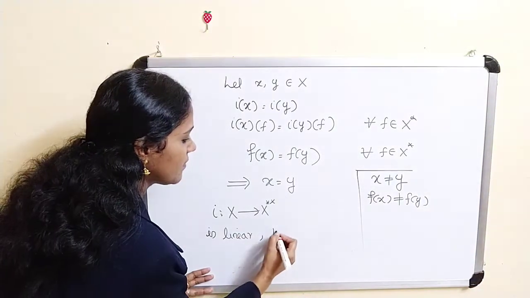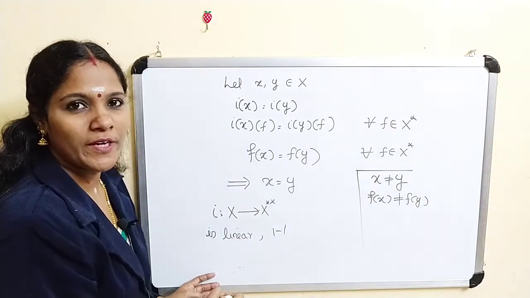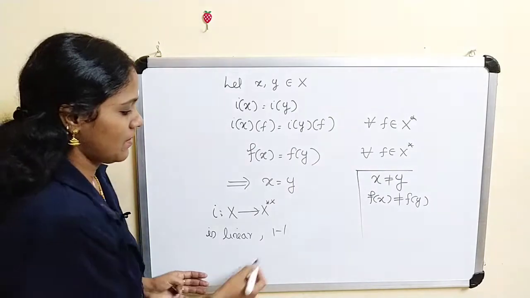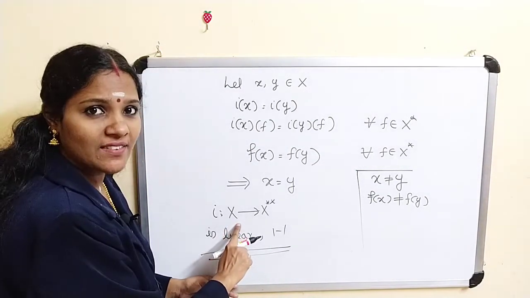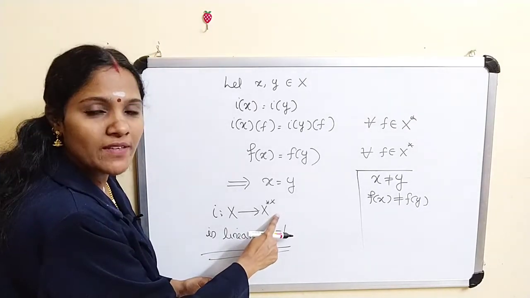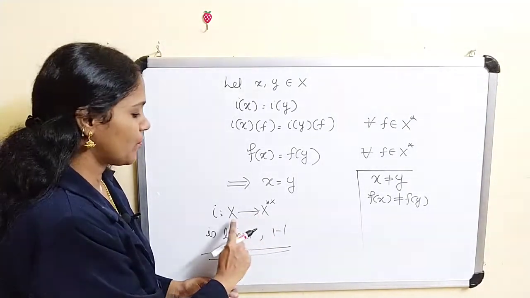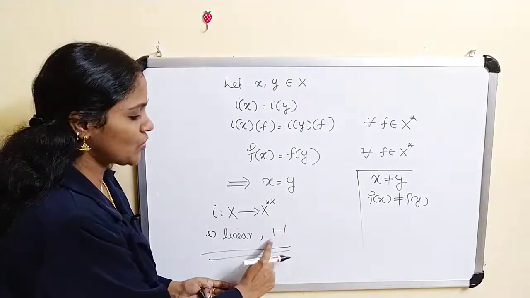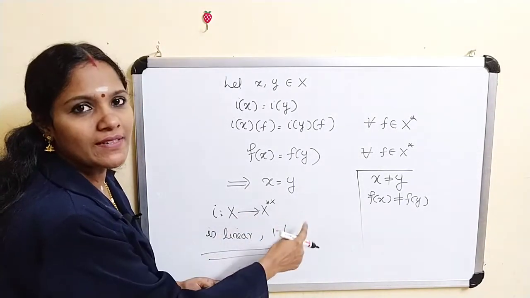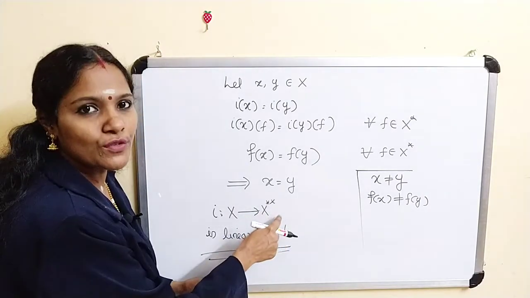Also, it is 1 to 1. Okay. Therefore, we can identify x with a subspace of x double star. 1 to 1 means for any x you will get some I of x belonging to x double star.